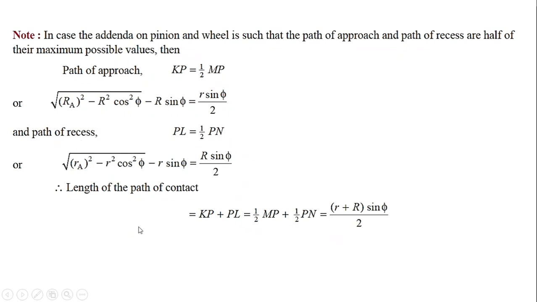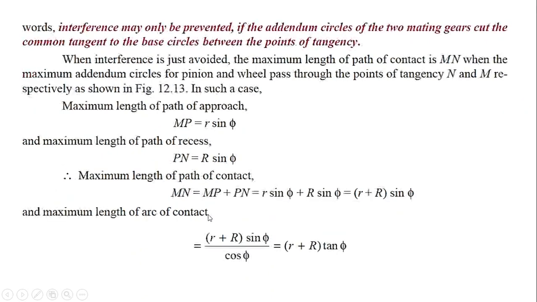Okay. Finally, length of path of contact, Kp plus Pl, equals half into Mp plus half into Pl. Simplify this equation: (small r plus capital R) into sin phi divided by 2. This is the length of path of contact. Using this relation, we will solve one tutorial problem.